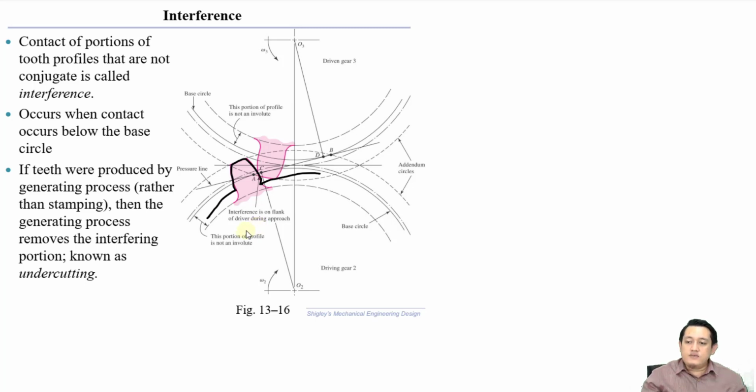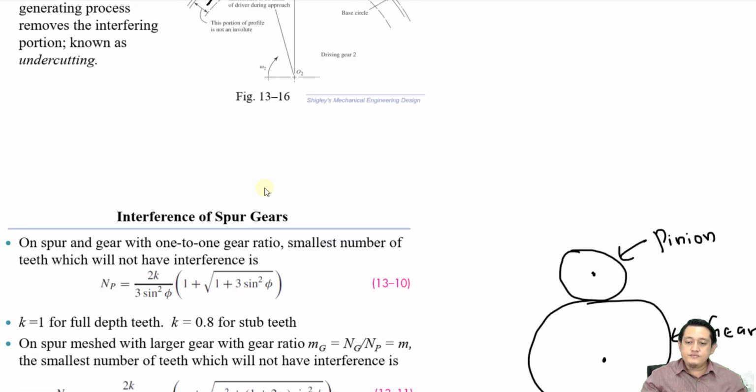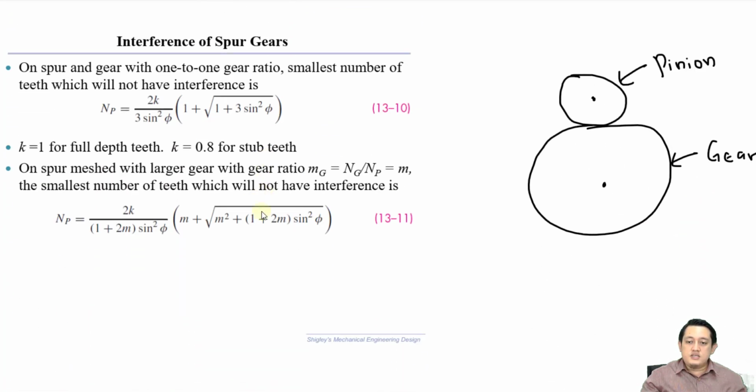Okay, we will have a smaller depth on a stub teeth. So this is a stub teeth. It depends on the type of the depth, which is full depth teeth or stub teeth. So you put into this equation here, and then multiply with this one.